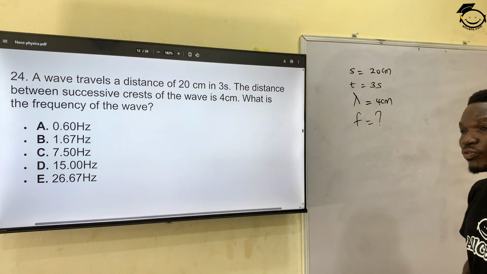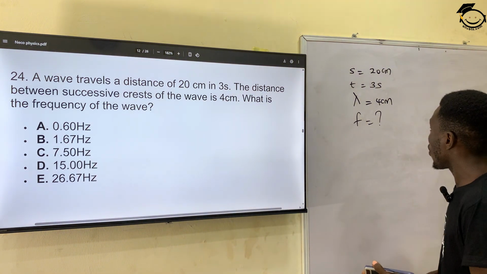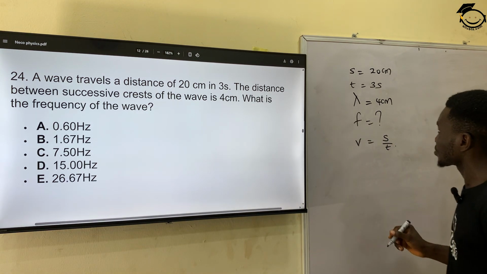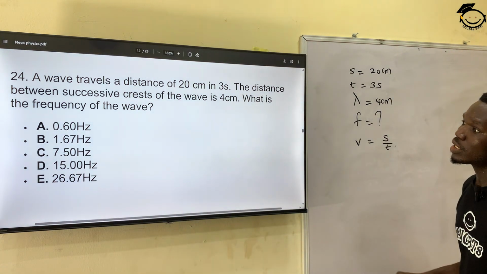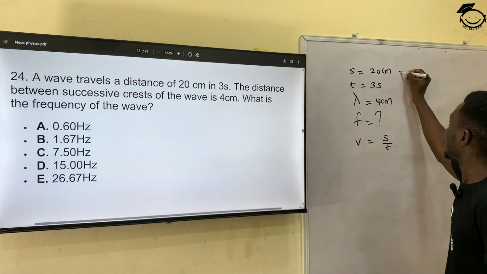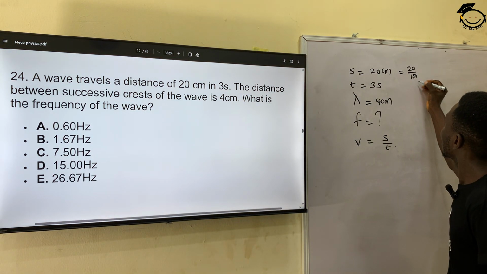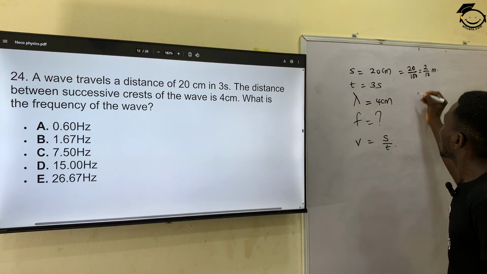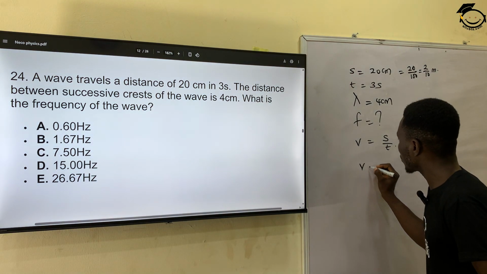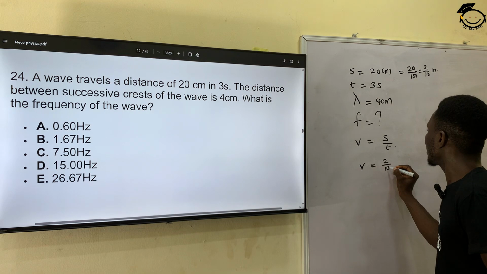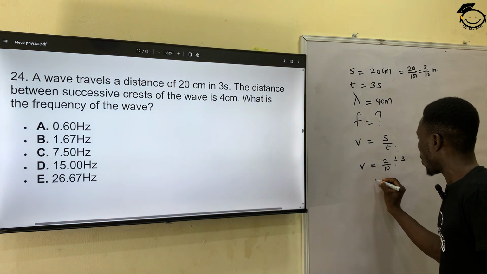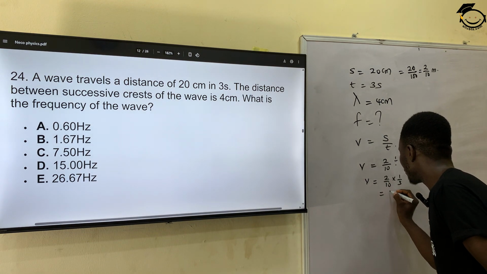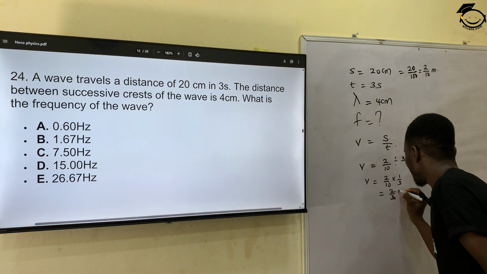For us to solve this question, we have to first find the velocity of the wave. And we know that velocity is simply distance over time. So we have to convert our distance here to meters, and that will give me 20 over 100, which is 2 over 10 meters. So if I input that, it means that my velocity here is 2 divided by 10, divided by my time, which is 3. So I'll have that my velocity is 2 over 10 times 1 over 3, and that will give me 2 over 30 meters per second.